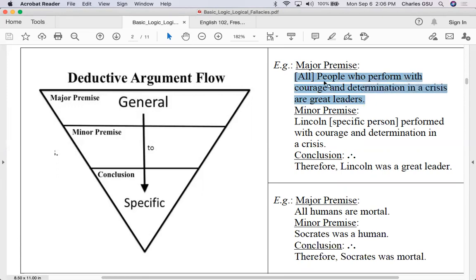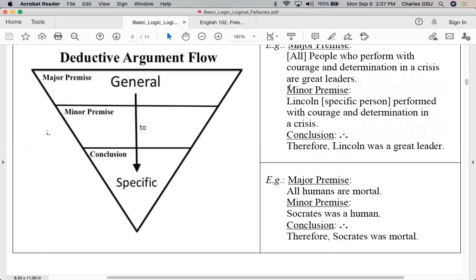So if there is no qualifier in front of it, like some or many people, we necessarily have to assume that it's all people or everything in that category. And therefore it's considered a broad or major premise. A premise is a fancy word for an assertion or idea.